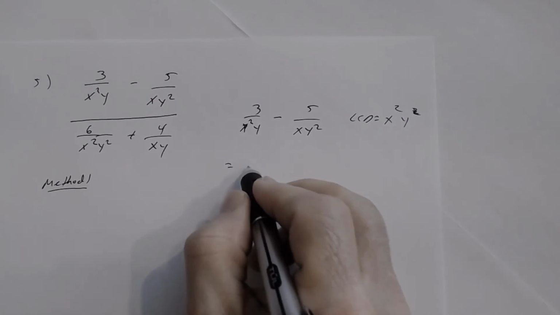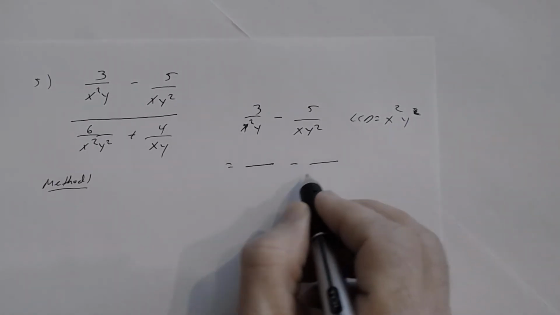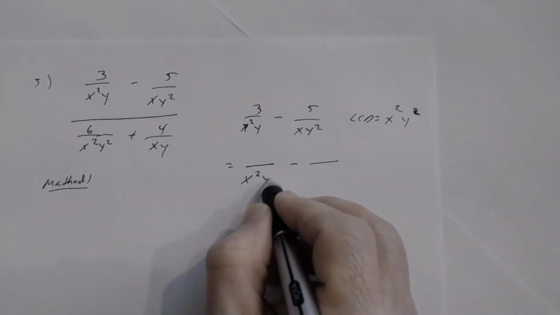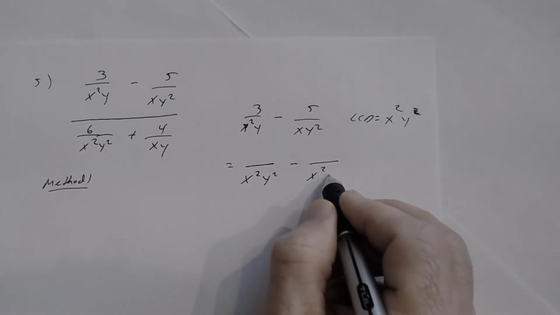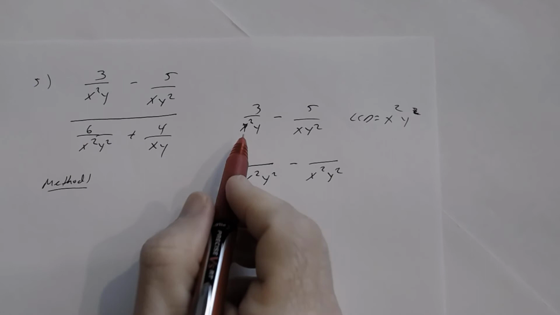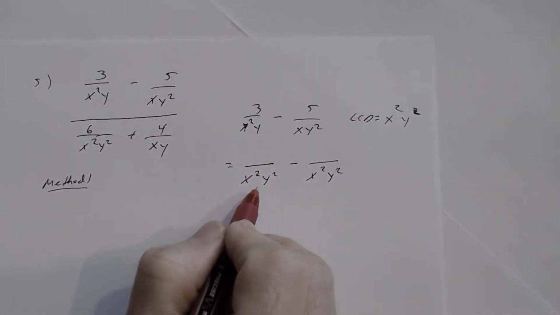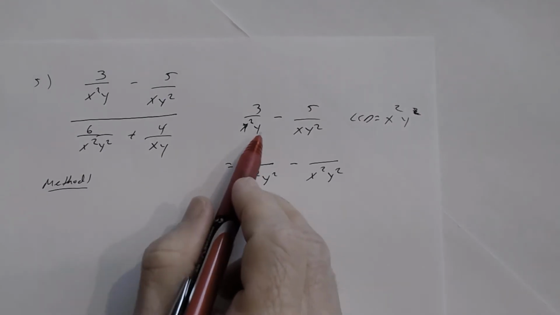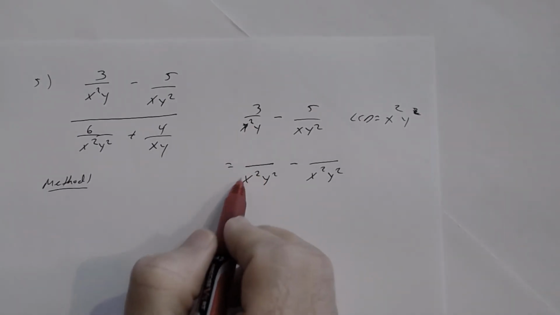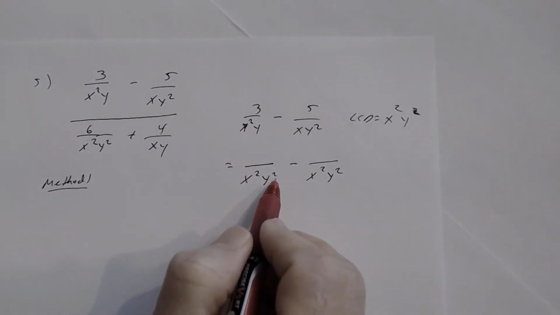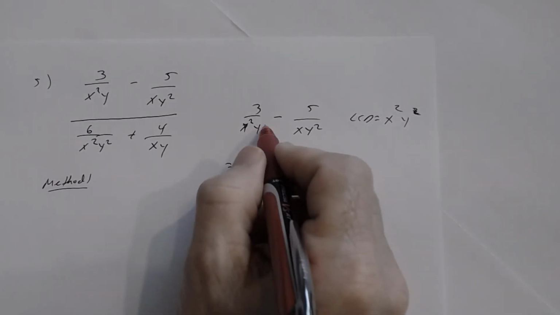So now I'm going to write 2 equivalent fractions with that LCD. So that's method 1. Now let's look at what we have. I have this rational expression. I want to write an equivalent rational expression that has this denominator, though. So look, I have x squared y. I have all the x squareds. I only have 1 y here. How many do I need? 2. So what do I have to multiply this by?